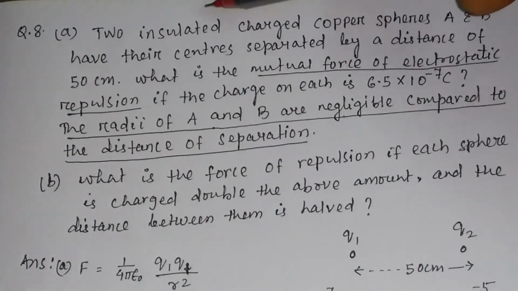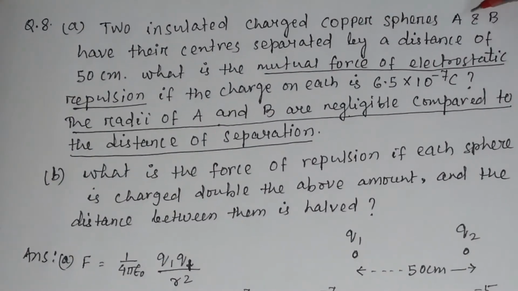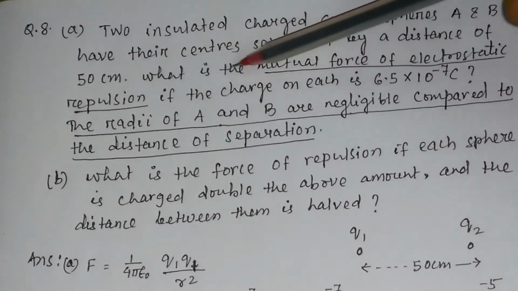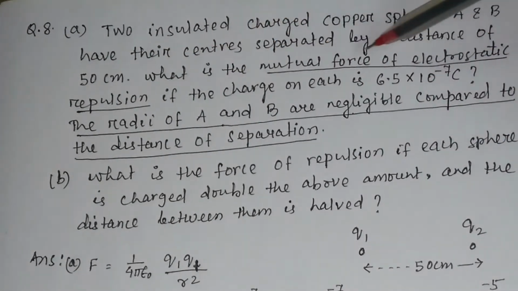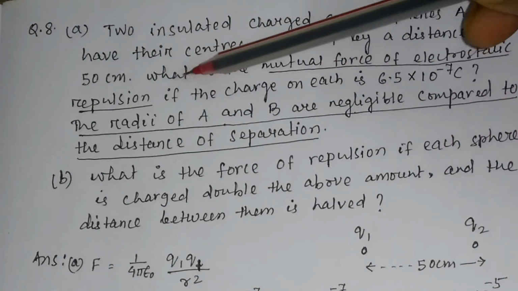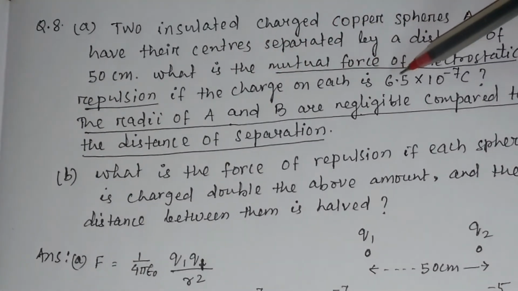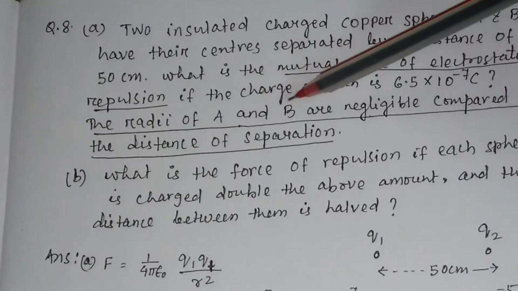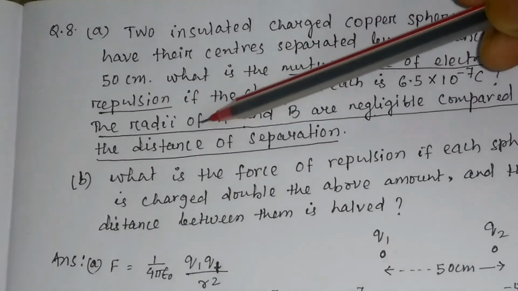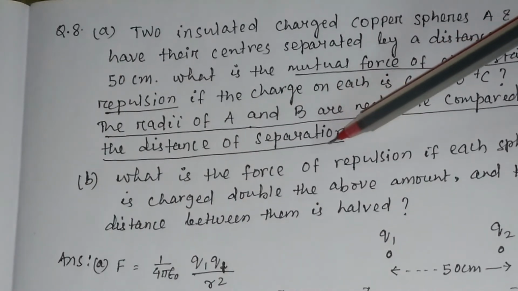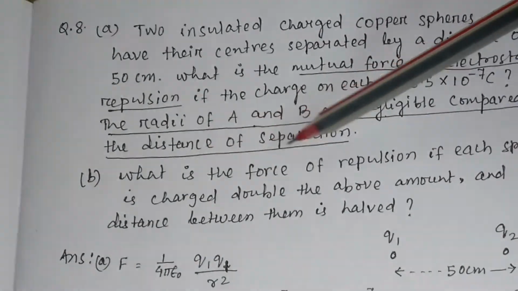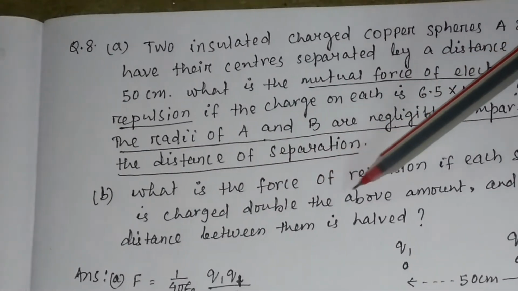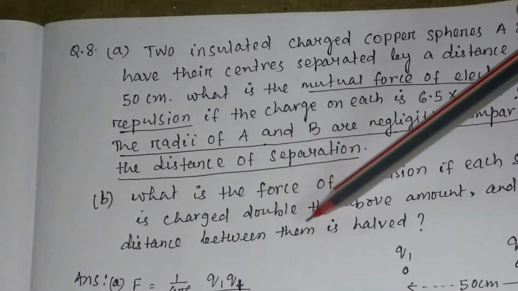Next question. Two insulated charged copper spheres A and B have their centers separated by a distance of 50 centimeter. What is the mutual force of electrostatic repulsion if the charge on each is 6.5 into 10 to the minus 7 Coulomb? The radii of A and B are negligible compared to the distance of separation. What is the force of repulsion if each sphere is charged double the above amount and the distance between them is halved?